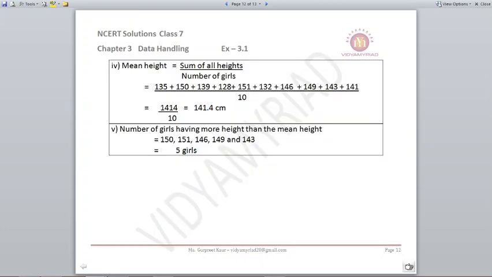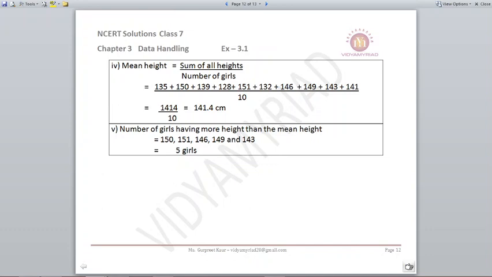Next you need to find the mean height. What is mean? Sum of all the heights divided by the number of girls. How many girls are there? 10. Add all the heights, you will get 1414. Divide by 10 and it gives you 141.4 centimeters.